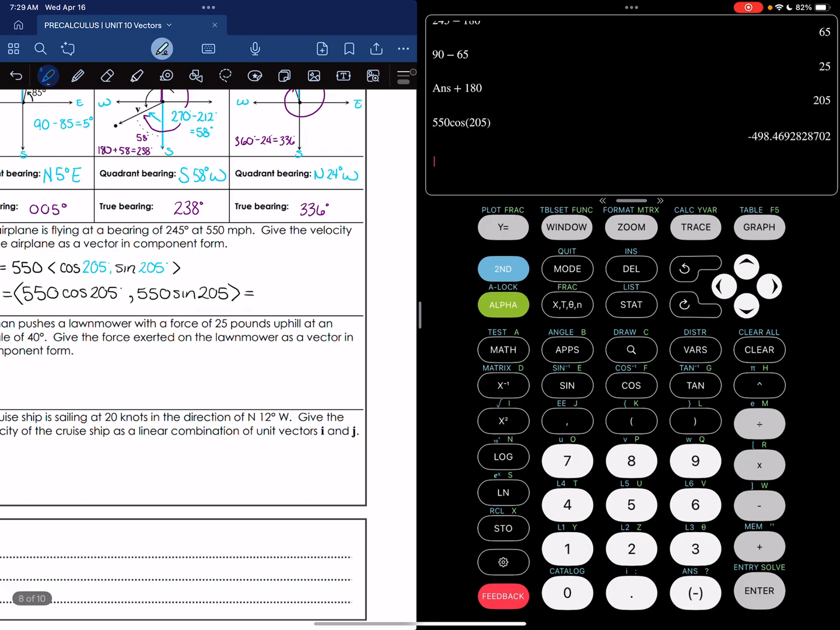And that would be negative 498.47 and negative 232.44. There you go.